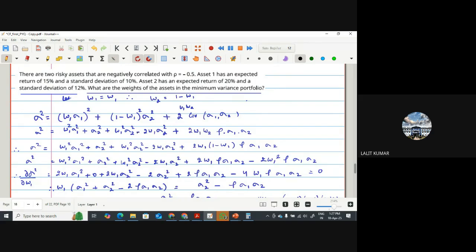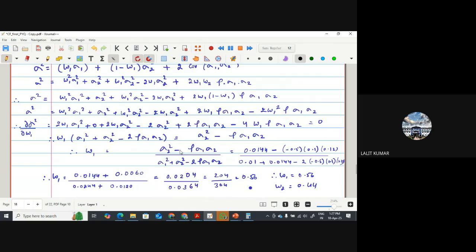There are two risky assets that are negatively correlated with correlation coefficient minus 0.5. Asset 1 has an expected return of 15% and standard deviation of 10%. Asset 2 has an expected return of 20% and a standard deviation of 12%. What are the weights of the assets in the minimum variance portfolio? Though there is a direct formula for this, you can use it. The weight formula is given by this.